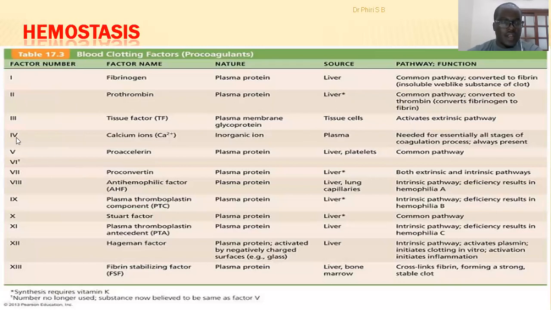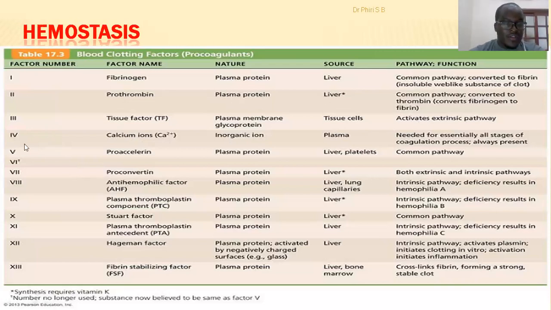Then you have factor four, this is calcium, an inorganic ion found within plasma, and it's needed for all the stages of coagulation, in short. So all the stages of coagulation, especially the extrinsic and intrinsic, you also need calcium. Even the common pathway, you also need calcium. So calcium is very important when you're looking at blood coagulation.